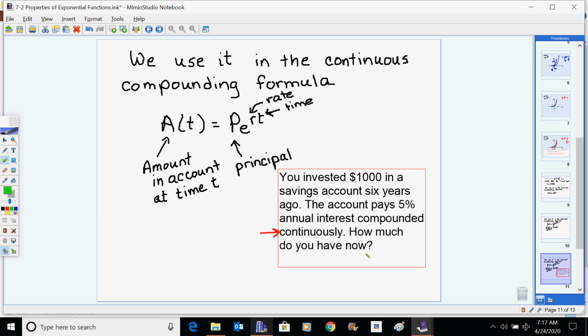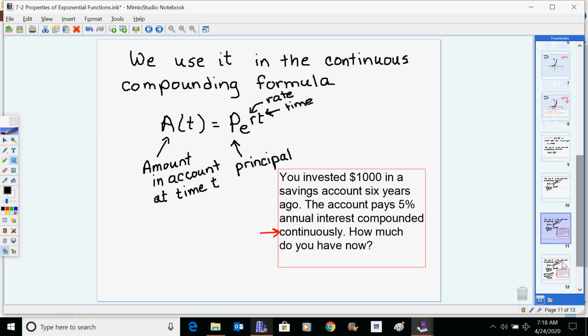Notice this example should look very similar to you because we used this exact same example yesterday, but instead of continuous compounding, we had it compounded once a year. Okay, so 5% interest compounded continuously. There's your difference in wording and how much you have now. So we put that into the PERT formula, okay?